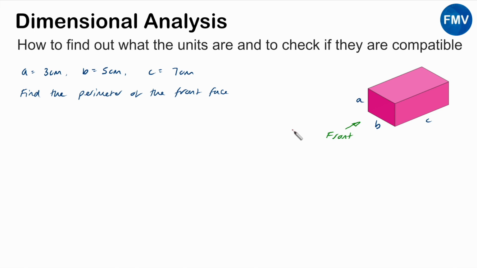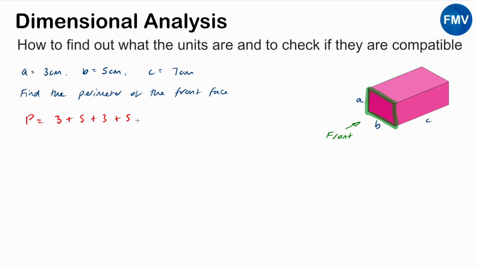So looking at this here, we've got a cuboid with sides A, B, and C, and we've been shown the front face. We're asked to find the perimeter of that front face, given that A is 3, B is 5, and C is 7. Well, the perimeter is just the distance around the outside. So in this case, it is A plus B plus another A plus another B. So we have got 3 plus 5 plus 3 plus 5.